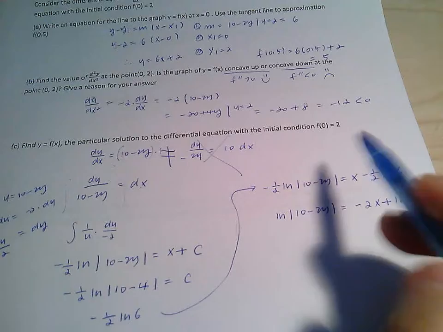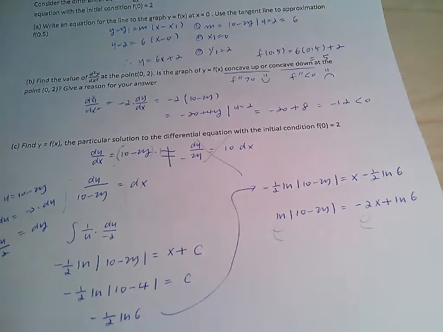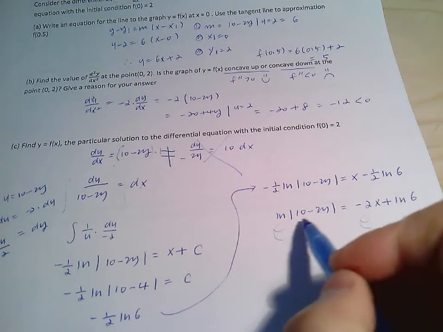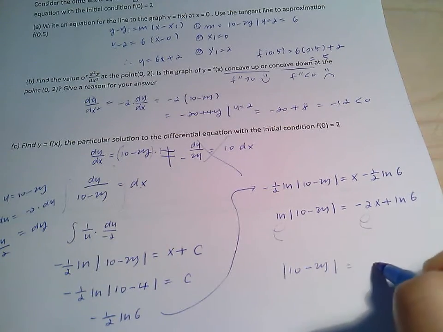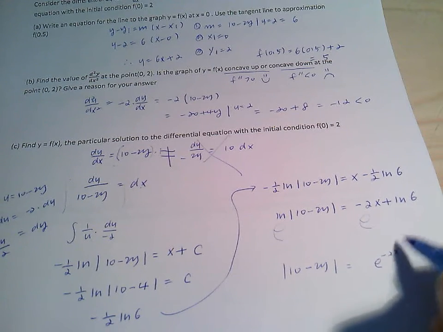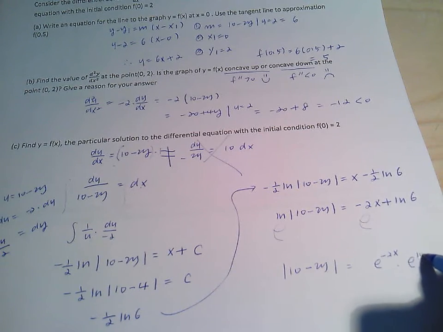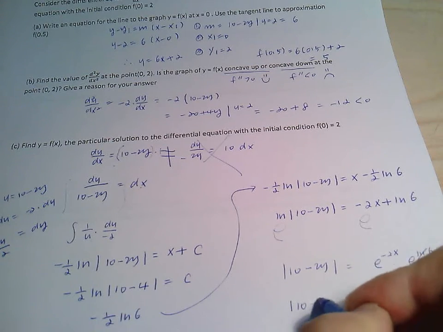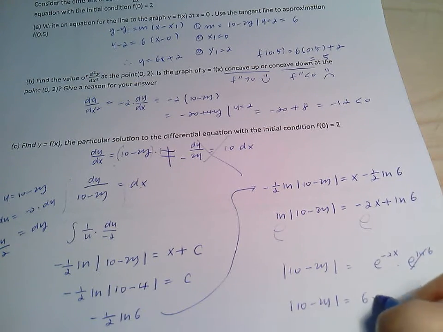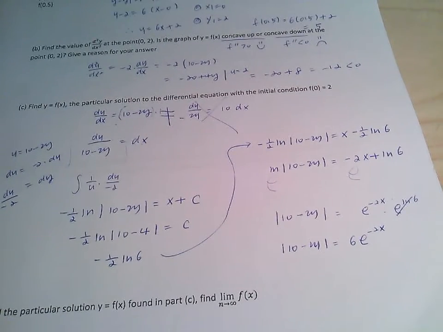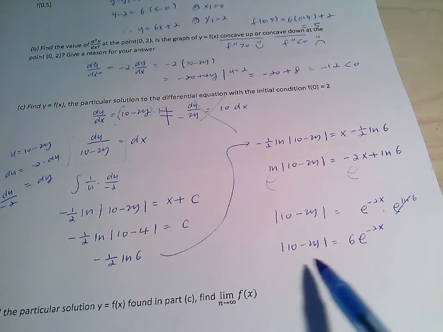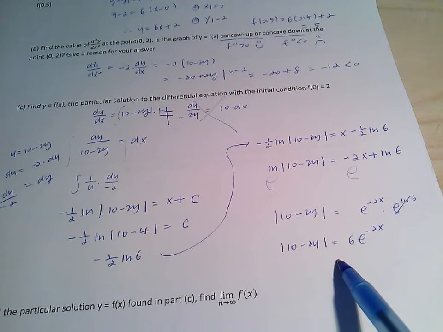All right, now I'm going to raise to e. If you raise to e, you can just cancel them out. So 10 minus 2y is equal to e to the minus 2x plus ln of 6, or multiply by e to the ln of 6. So e to the ln of 6 can be canceled out, which is 10 minus 2y equal to 6 times e to the minus 2x. Is that okay?